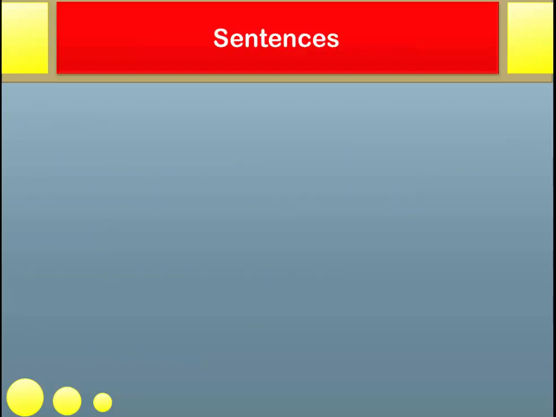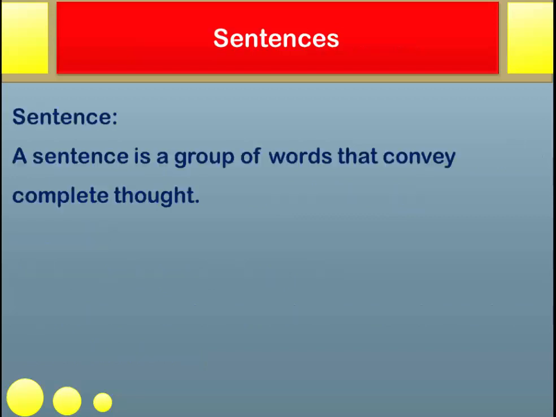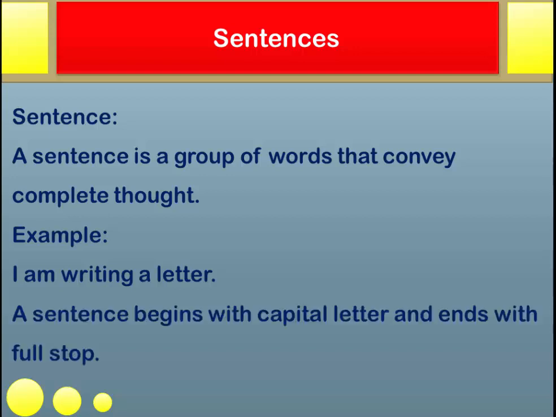Now next, sentence. What is a sentence? A sentence is a group of words that convey a complete thought. Example: I'm writing a letter. This group of words gives us a complete idea. Unlike a phrase, which doesn't convey a complete thought and only indicates some idea, a sentence begins with a capital letter and ends with a full stop.